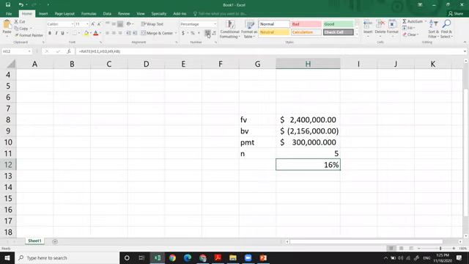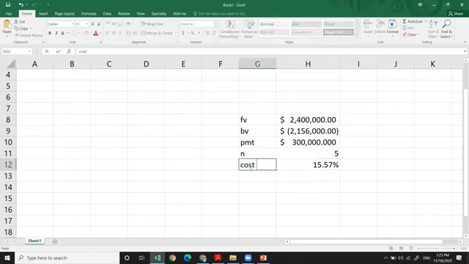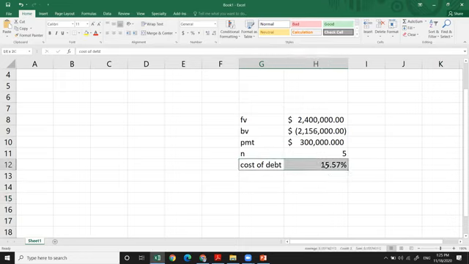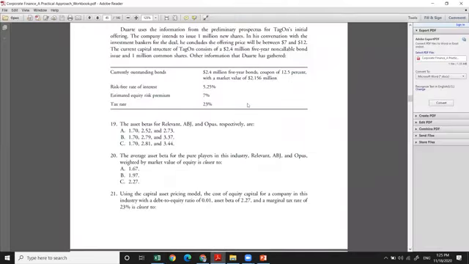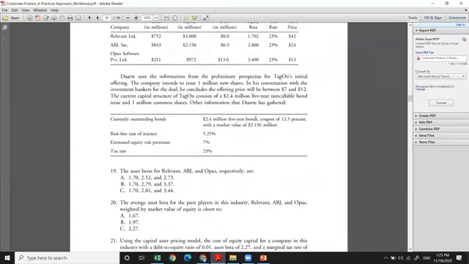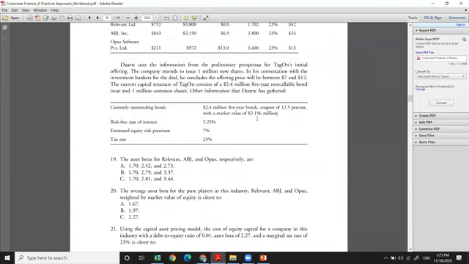This is our actual rate, or cost of debt before the tax, sorry, 15.57%. So the cost of debt, I found it. Now I need to find the cost of equity.